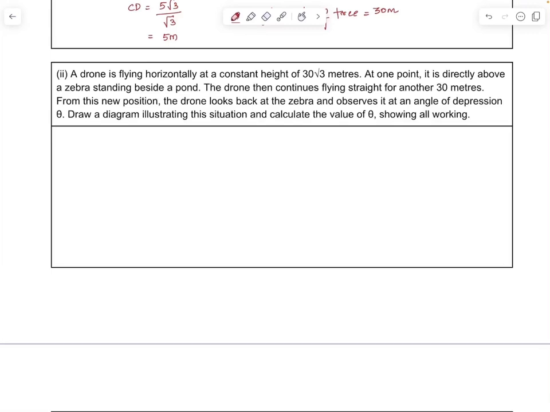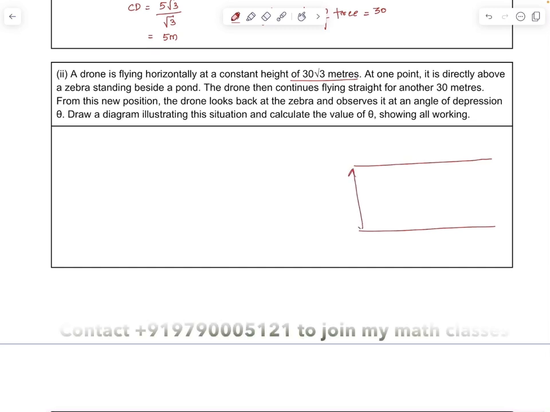A drone is flying horizontally at a constant height of 30 root 3 meters. Suppose this is the ground level. The drone is flying at a height of 30 root 3, that is this height, 30 root 3 meters. At one point, it is directly above a zebra beside a pond.